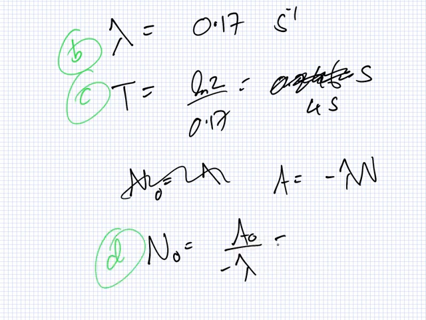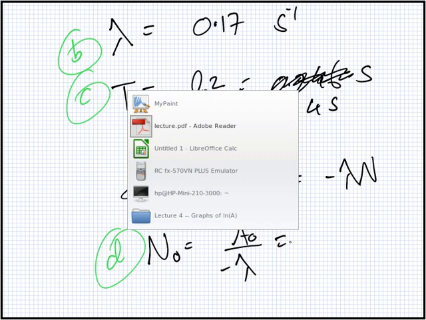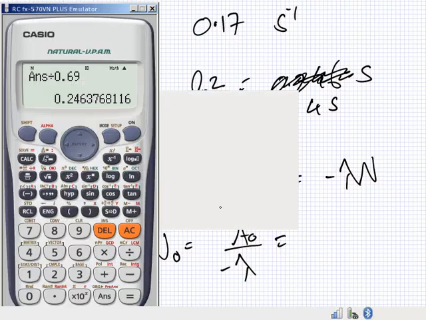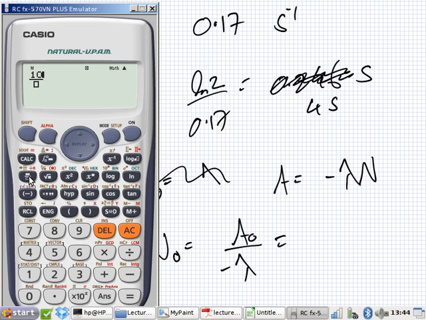Okay, so, what is A0? It's 10. Okay, so that is 10 moles. That's Avogadro, 10 to the 23, is it? And if we're being technical, that's a minus and that's a minus. What was my lambda? 0.17, was it?